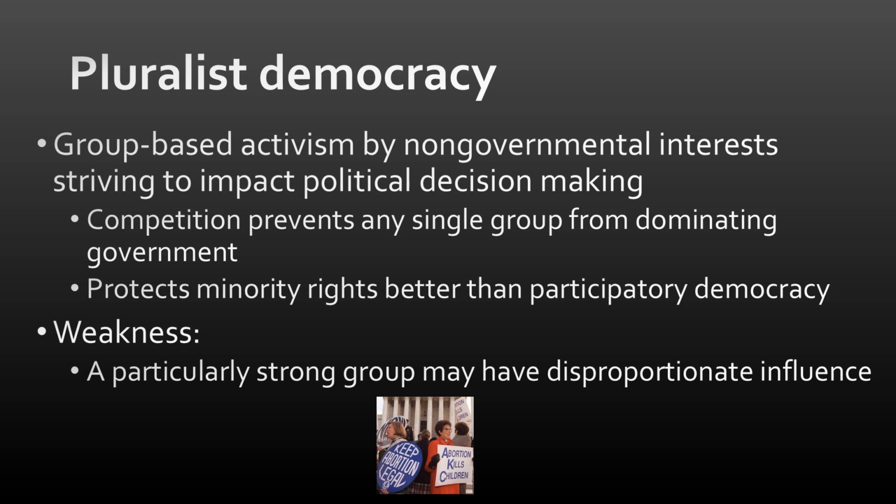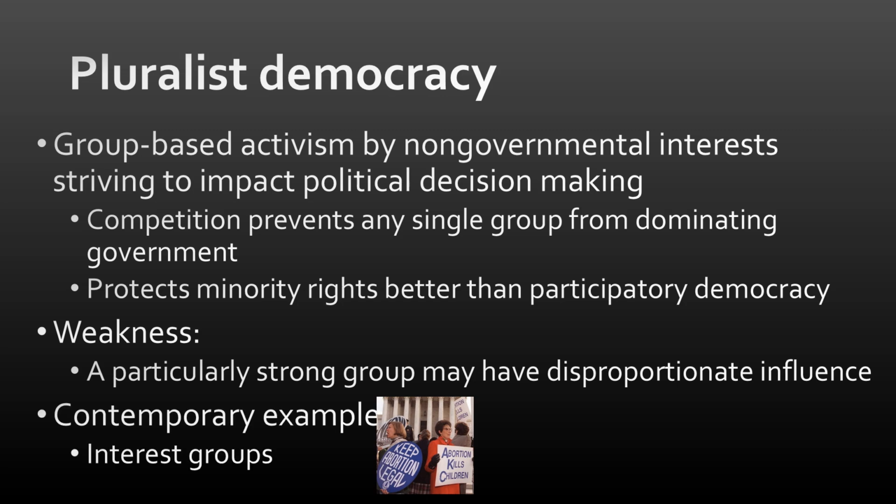Unfortunately, it is possible that you could have a particularly strong group, and that group might have disproportionate influence. So whether it's because they have more money or more members, you could have a particularly strong group, and so you could have that problem anyway.